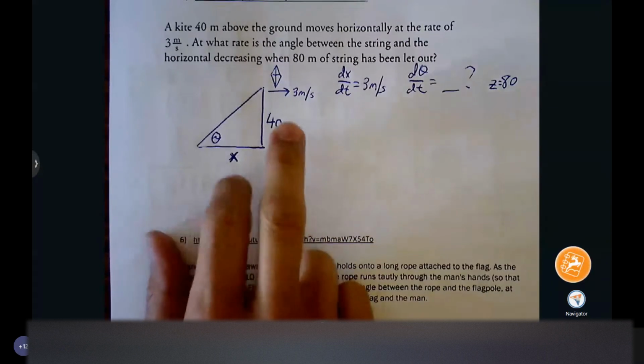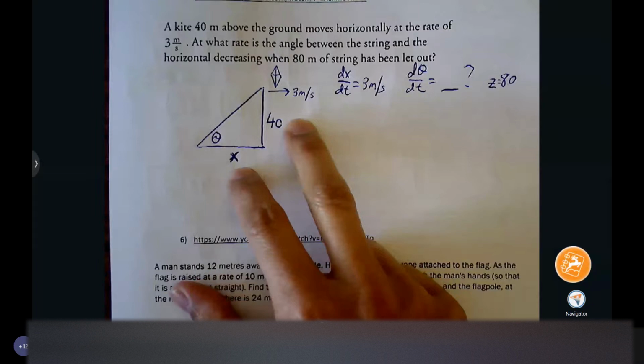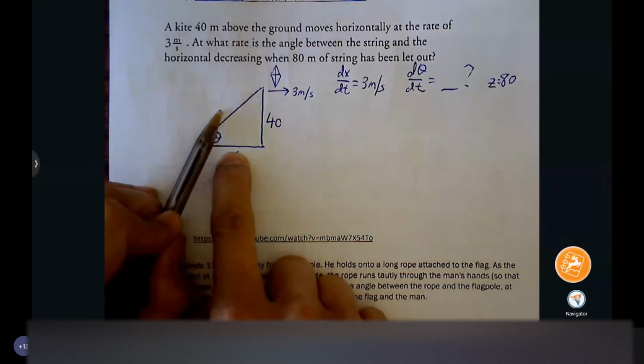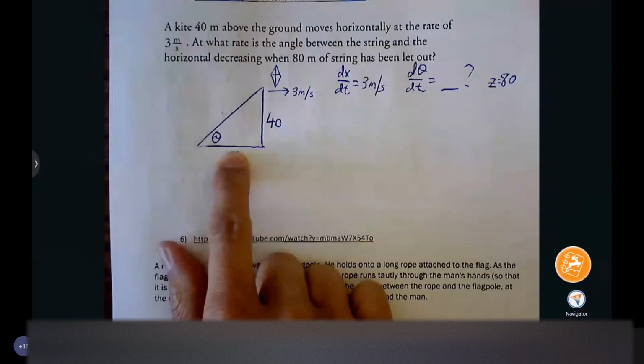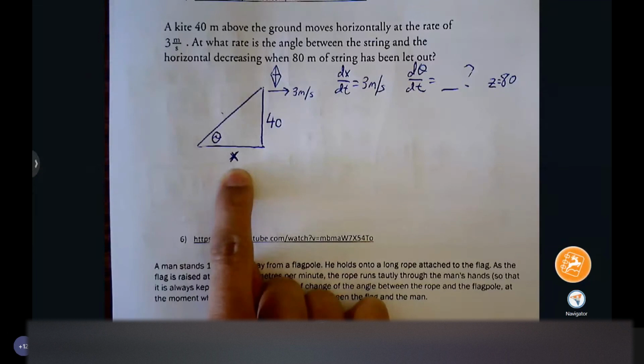So the question is, why is it a better move to do 40 and x instead of 40 and z for our starting triangle? What's the benefit of this? Because x is going to be moving, it's going to give you like the dx.